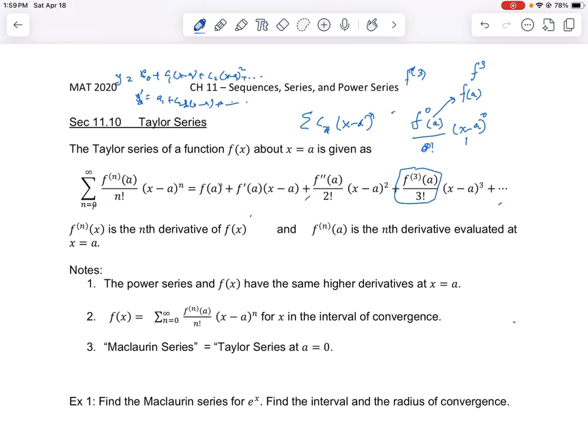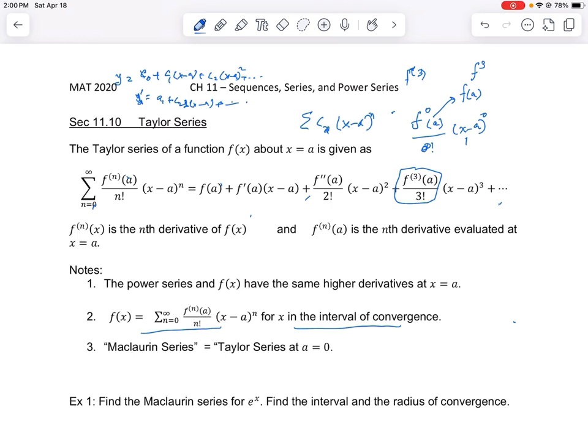So when we write this series and we say that f of x is equal to this series, actually this is true only in the interval of convergence. When x is in the interval of convergence, then we can write the function equal to the series.